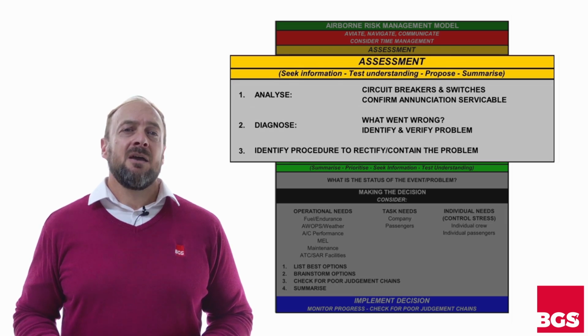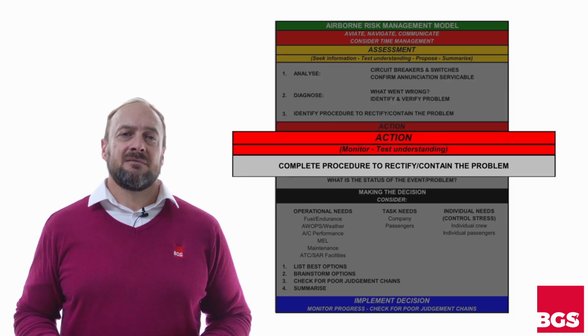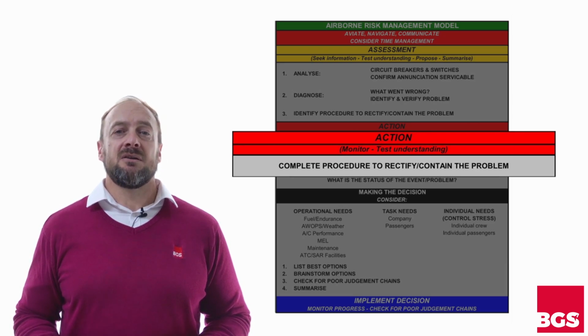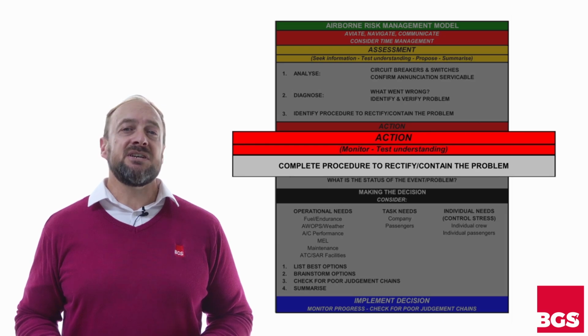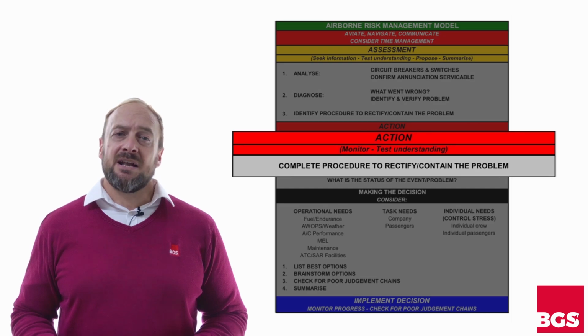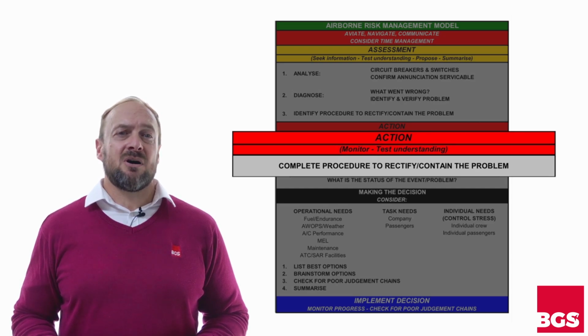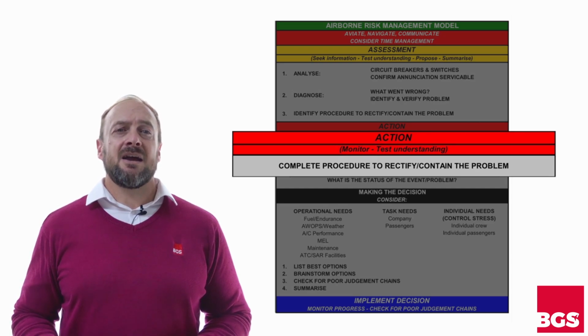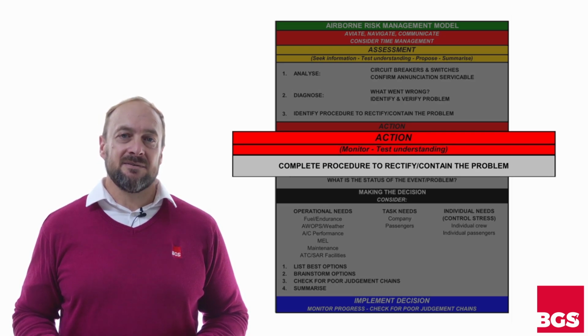Once we've done that, we then need to action that procedure to rectify or contain the problem. By this point, we would have completed the memory recall items, as well as the emergency, normal and abnormal checklists, so the procedures will be complete. But it's good practice to follow the format of the RMM and run through the procedures again to ensure that they have all been actioned. Under certain circumstances, you could try an engine restart. However, in our example, we're close to the airfield. The aircraft is flying just fine on one engine, so we're going to consider the problem as contained.